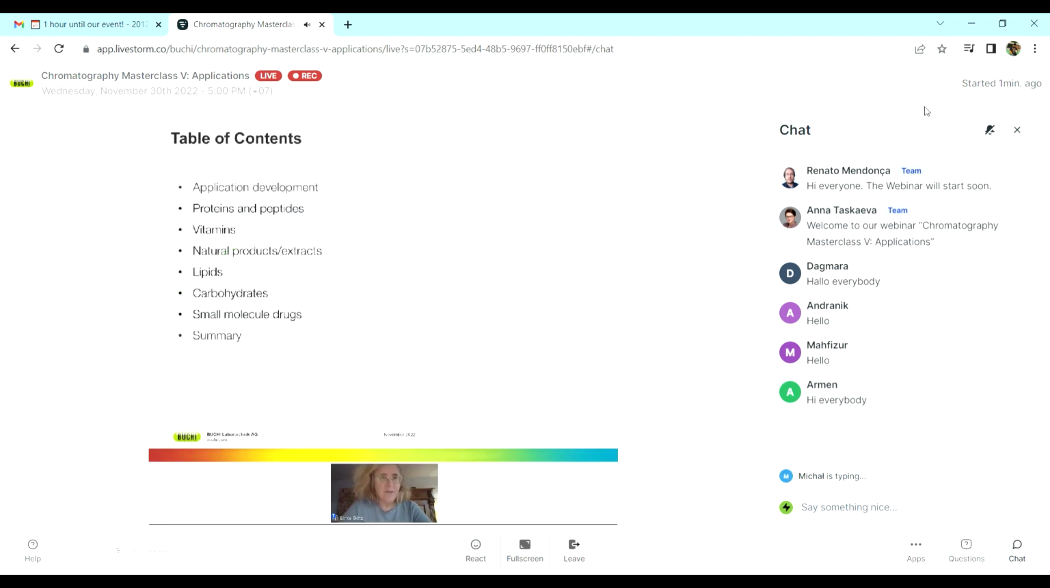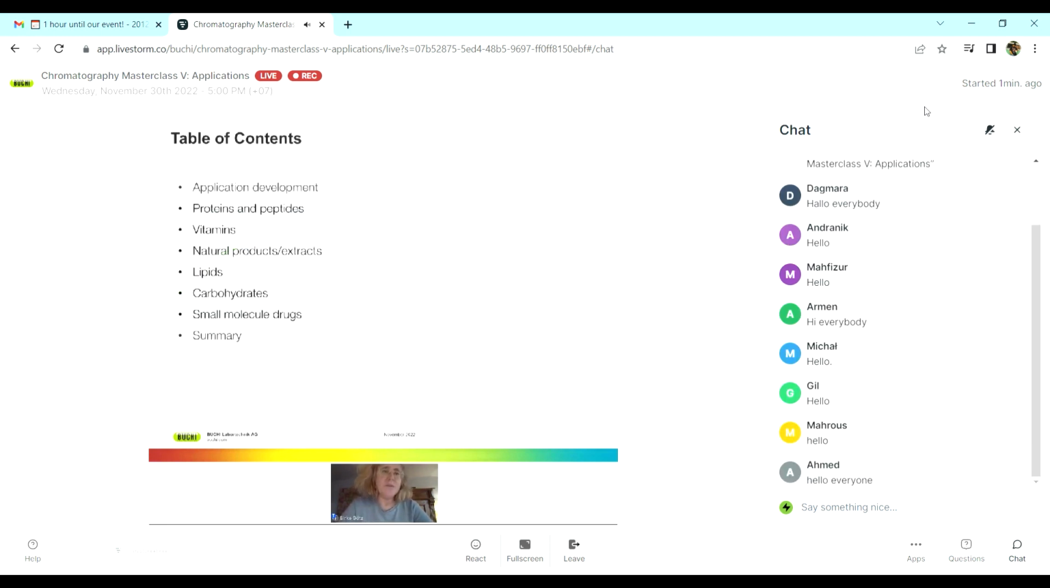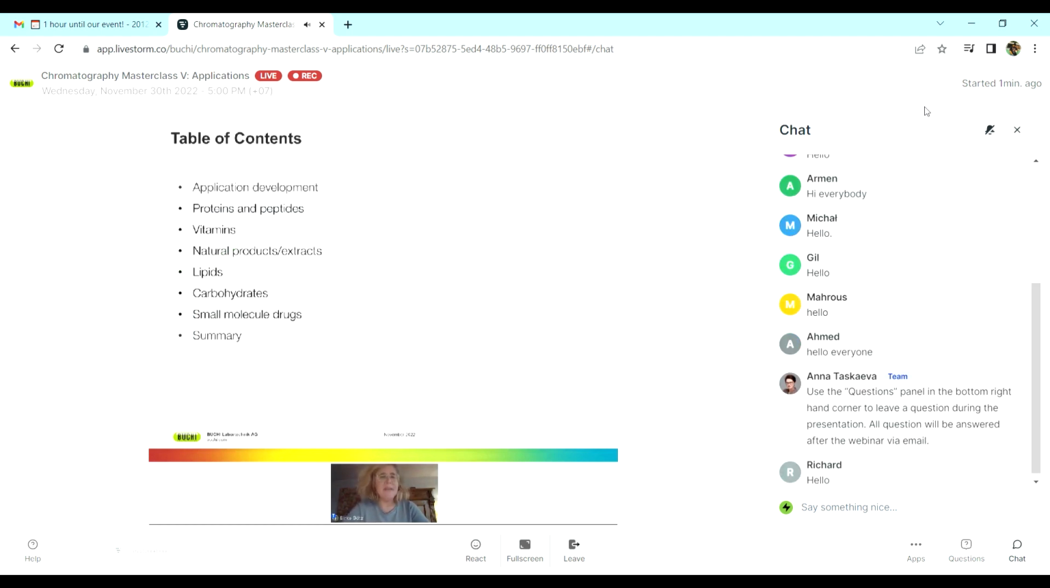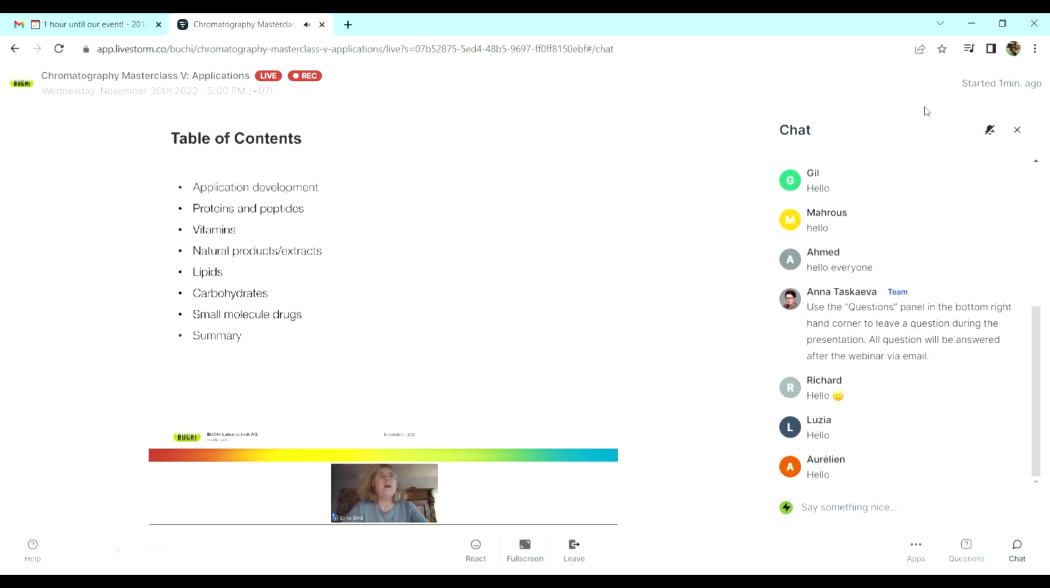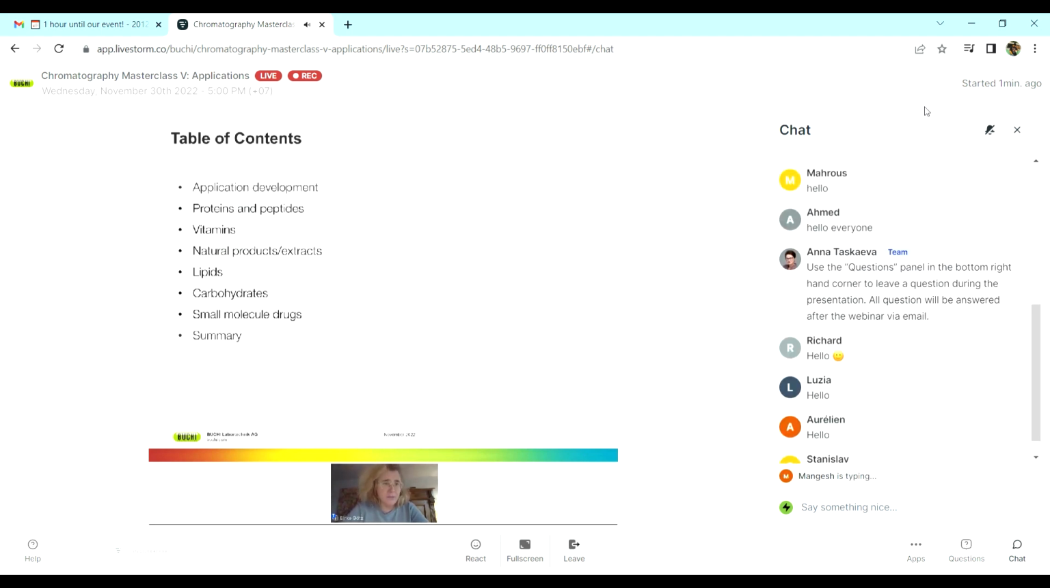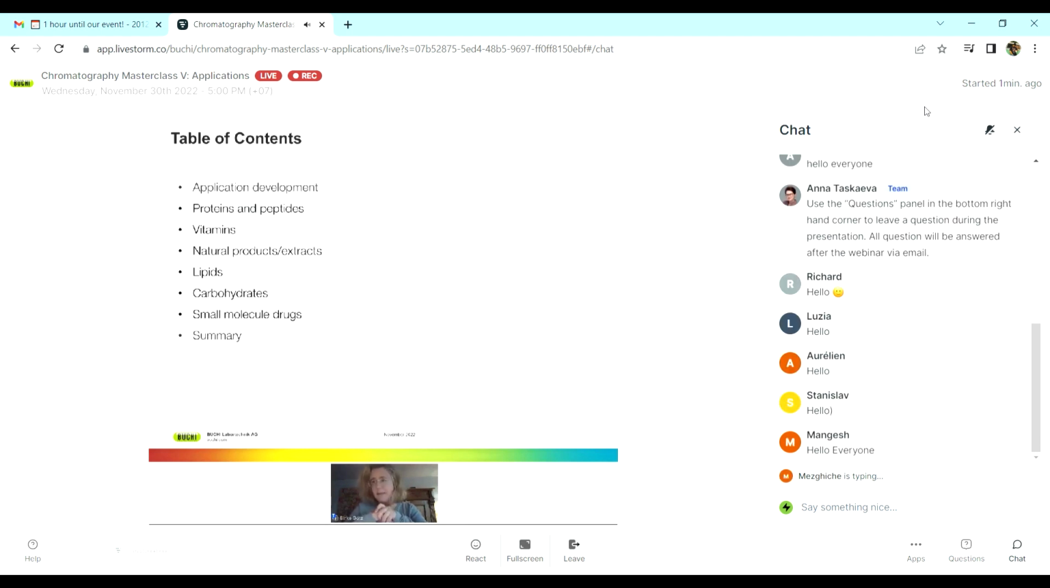This is the agenda for today's webinar. First of all, we will have a very general look into application development. And afterwards, we will go a little bit deeper into different compounds. So proteins, we will cover vitamins, natural products, lipids, carbohydrates, small molecule drugs, and at the end, I will just give a very short summary.